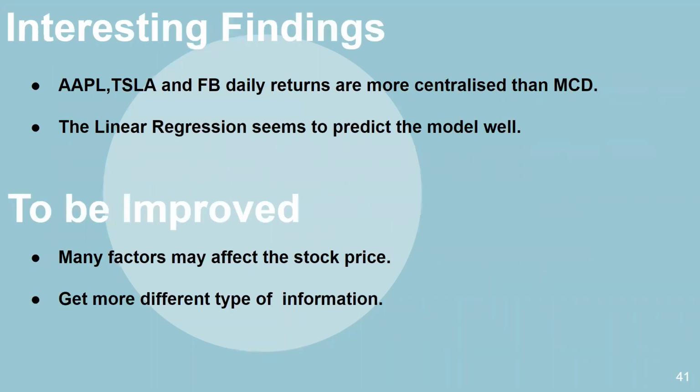Also, there are some interesting things we can see in the analysis. For example, Apple, Tesla, and Facebook's daily returns are more centralized than McDonald's. What's more, the linear regression seems to predict the model quite well. There are some points we should improve.